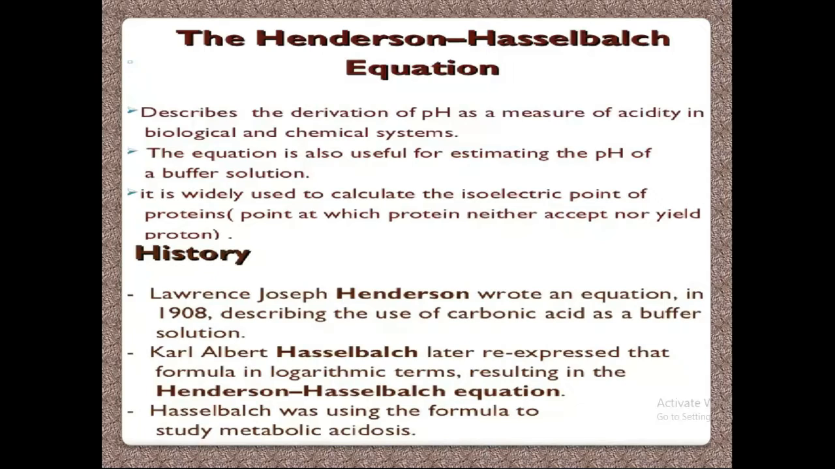Consider the case of acetic acid. Suppose you are taking this HA as acetic acid, which is a weak acid. So instead of HA, you take CH3COOH, and the acetate anion for this acetic acid, A-, is CH3COO-. So write the equation: CH3COOH, that is HA, plus water gives CH3COO- plus H3O+. So this is the reaction.